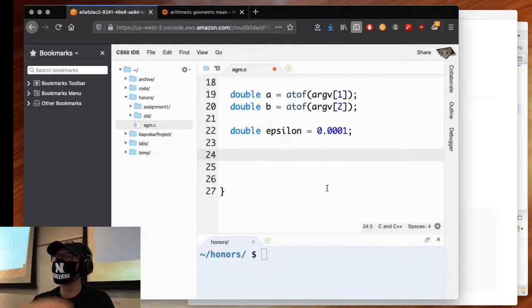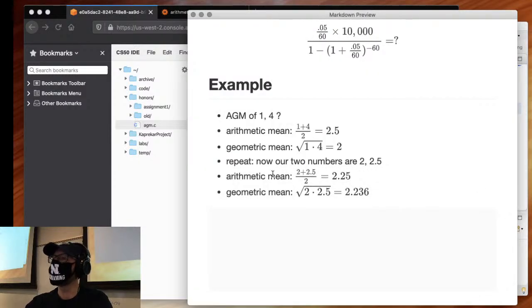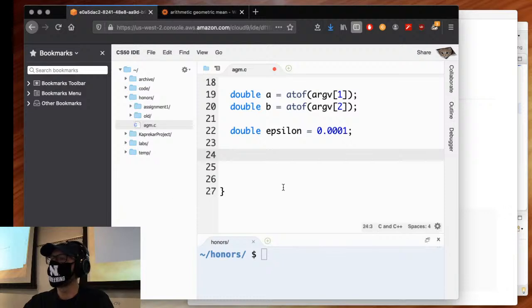So let's go ahead and start computing those values. We can go ahead and try to do what I did over here and try to, well, what's the first iteration look like? The first iteration would look like double a_next, say, is equal to a plus b divided by 2.